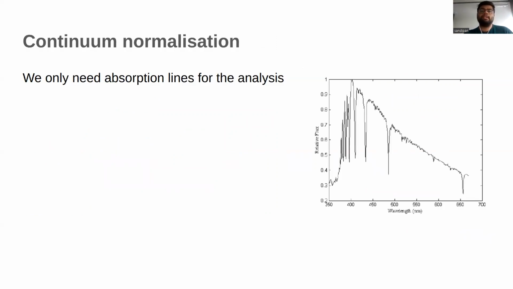But what we see here is that we only need the absorption lines for our analysis. We don't need the continuum. So the continuum is this broad feature that you see here, which looks like a black body. We don't need that for the analysis. So what we can do is remove the continuum. But the question now arises is, how can you decide where the continuum is?